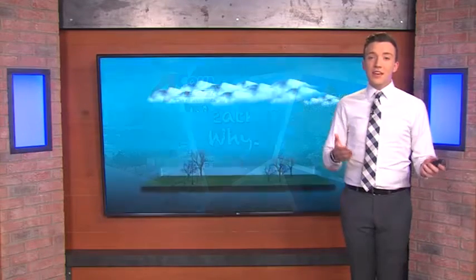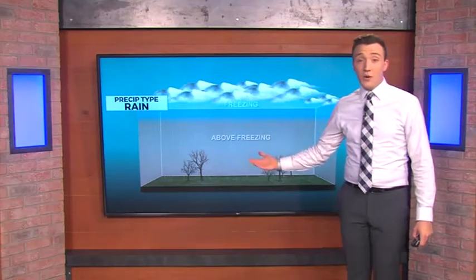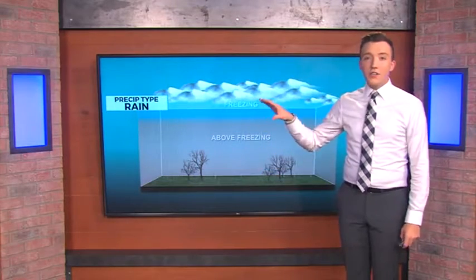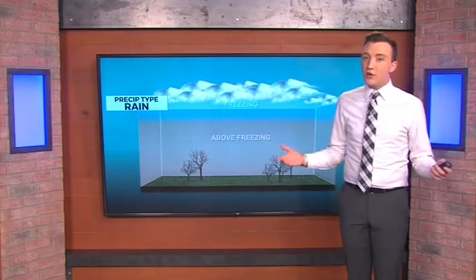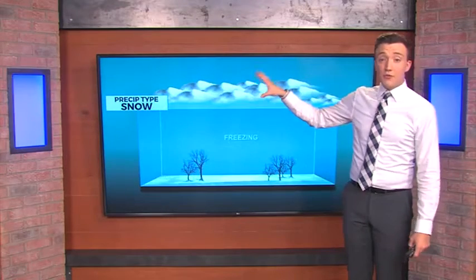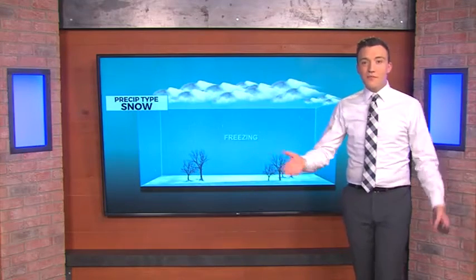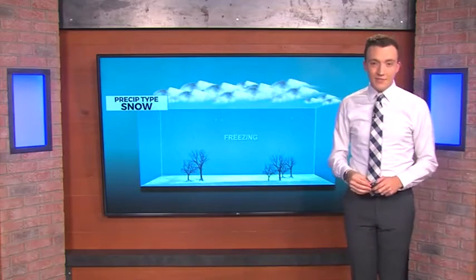For starters, let's say the entire atmosphere is above freezing from the cloud all the way to the ground. The water in the cloud will fall as just liquid rain and not have a chance to freeze. On the other hand, if the entire atmosphere is below freezing, the moisture in the cloud will freeze and we'll see snow at the surface. Easy enough, right? Well, this is where it gets complicated.